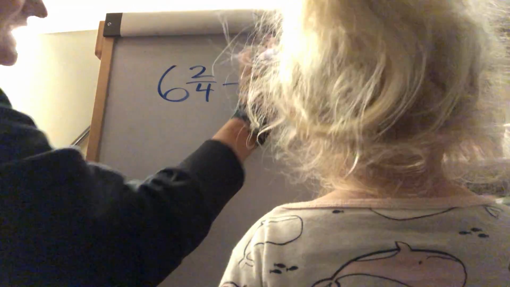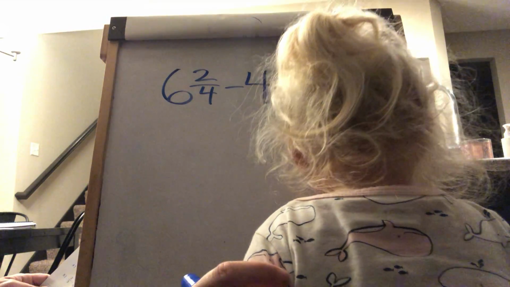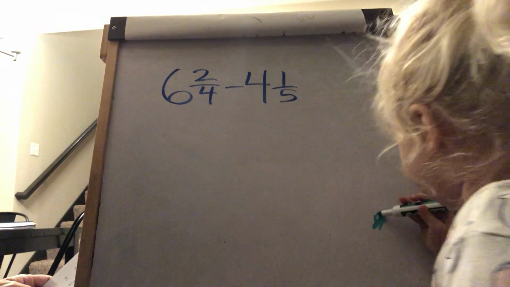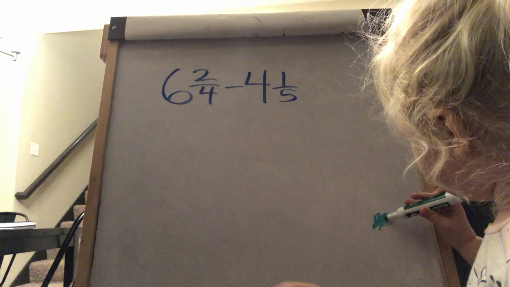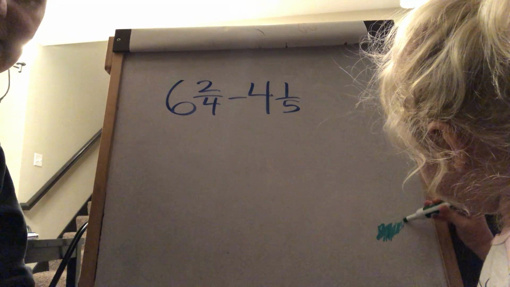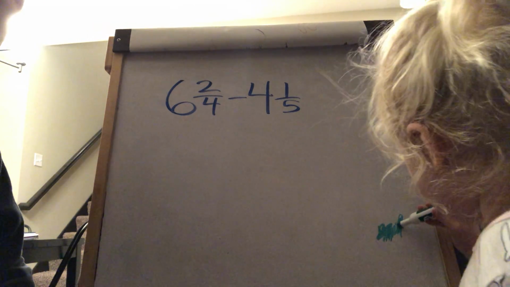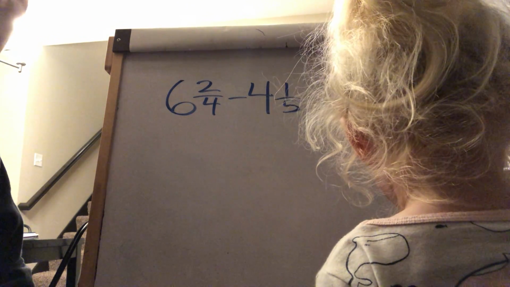All right, so let's take a look at this one: 6 and 2/4 minus 4 and 1/5. I need you to scoot over a little bit. Thank you. For this one, we're doing that same thing, so we can do the two different methods depending on what works best for you. In this one, I'm going to show you how to keep the whole number the same.